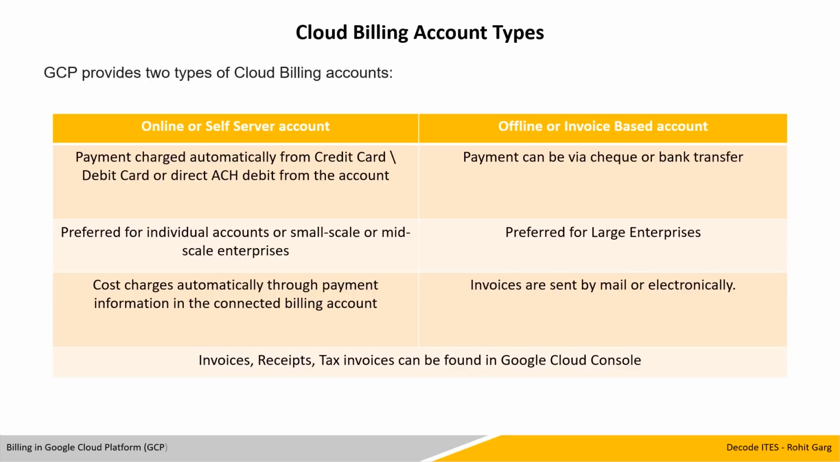In online, cost will be charged automatically through the payment information connected in the billing account, whereas in the offline one, invoices are sent via mail, email, or fax. Invoices, tax receipts, and tax invoices can be found in Google Cloud Console for both types of billing accounts. This is crucial because when you are creating your account in Google Cloud Platform and setting up a billing account, you can choose which option you want, and on the basis of your eligibility, you can have the correct one for you.